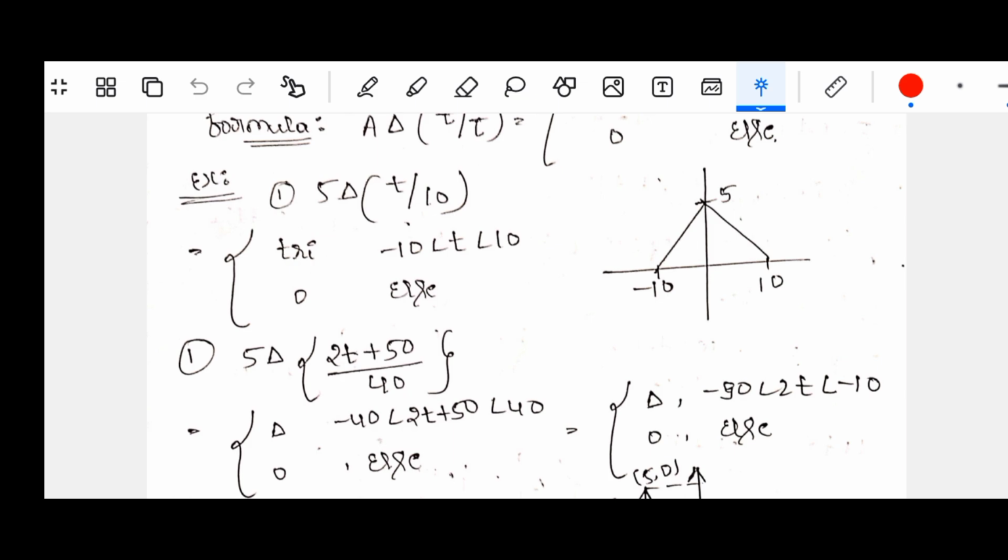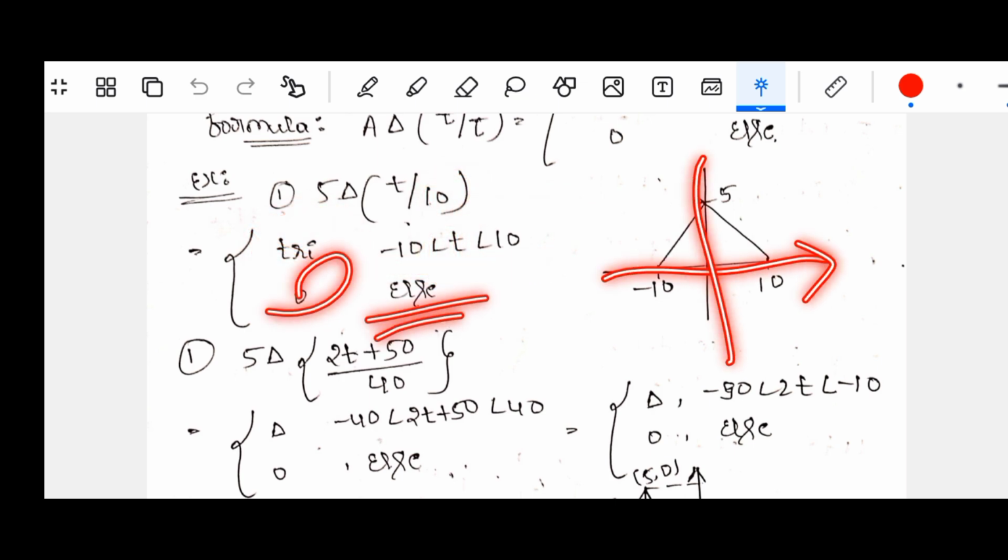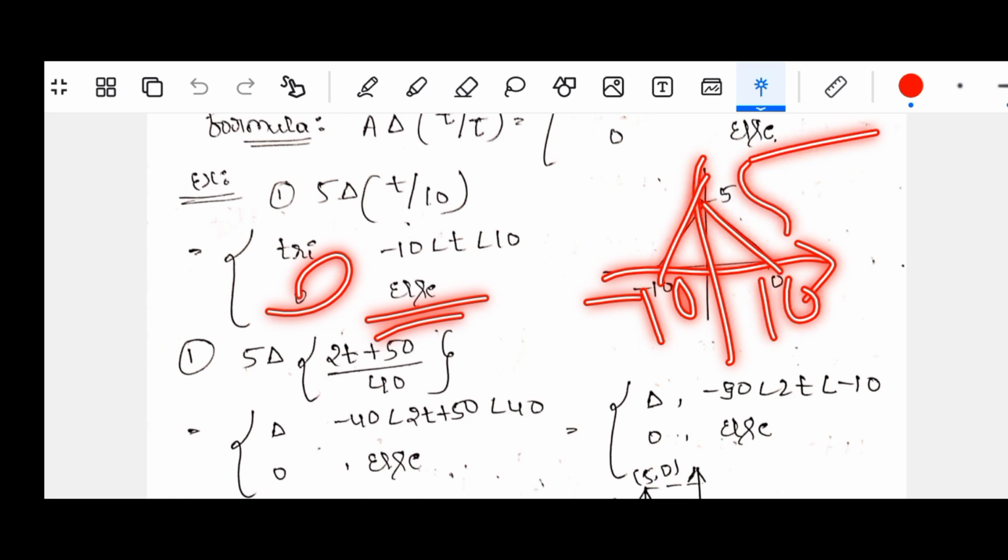So, what is the formula? Triangle, minus 10 denominator, minus 10 less than t less than 10. It will be 0 at else. So let's plot the graph. It will be varying from minus 10 to plus 10. The midpoint will be the 5.